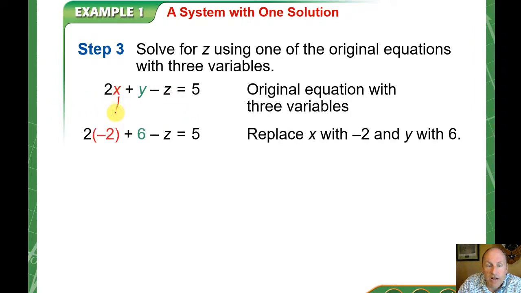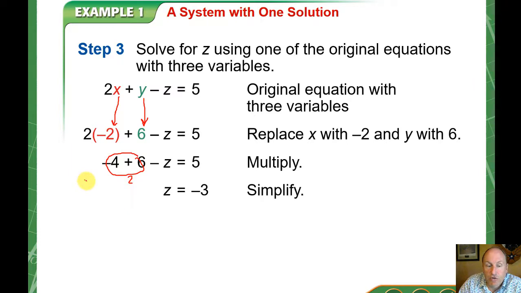Okay, so we'll substitute a negative 2 for x and a 6 for y. And we're left with one equation, one unknown, negative 4, because negative 2 times 2 is negative 4, plus 6 minus z. So we're going to combine those like terms and get positive 2. We're going to move that 2 over using the subtraction property of equality, and we get negative z equals 3. Then we have to divide by negative 1 to get that z equals negative 3.